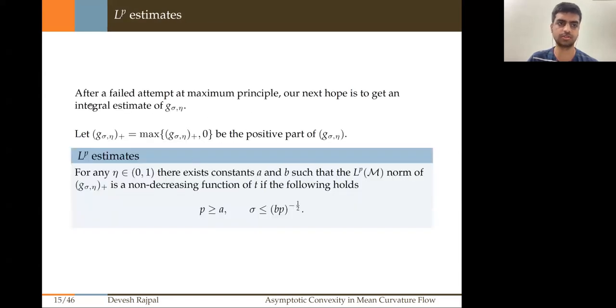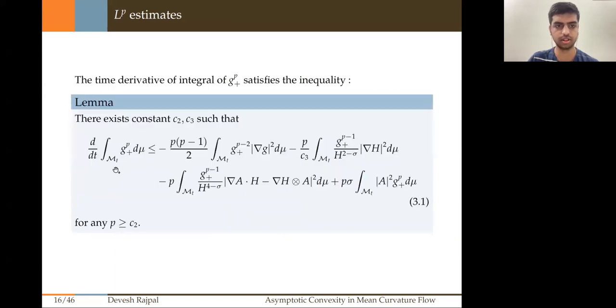Because we can't directly apply the maximum principle on G, we hope to get an L^p estimate. And to do that, we get to the integrals of G raised to p. So the time derivative of G raised to p satisfies a certain inequality. However, the bad term manifested here as well. But one thing to notice is that all the good terms are gradient terms. So this is gradient G squared, this is gradient H squared, this also contains a gradient.